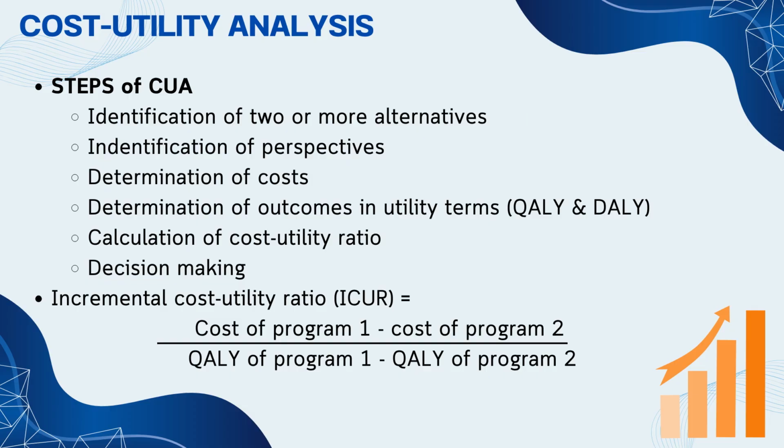A key part of CUA is the incremental cost utility ratio, or ICUR. It is calculated as the difference in cost between two interventions or programs divided by the difference in their QALYs. This helps us see whether one program gives more value for money compared to another.